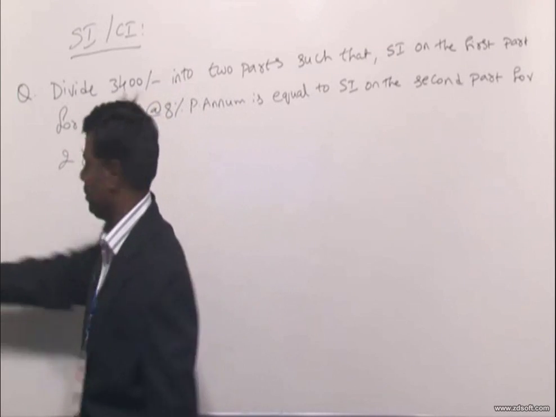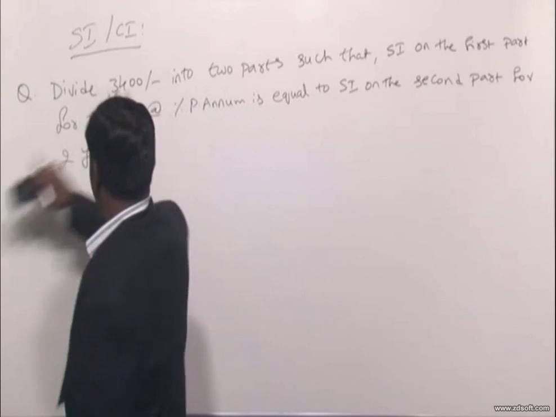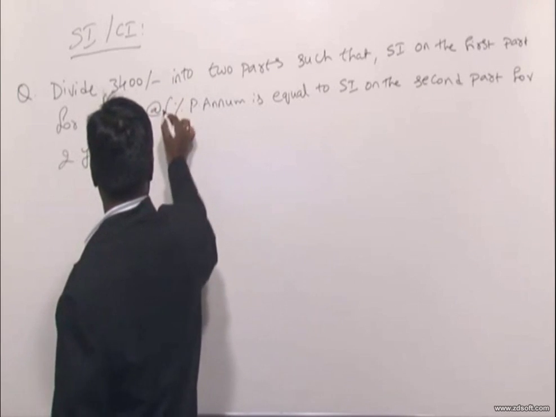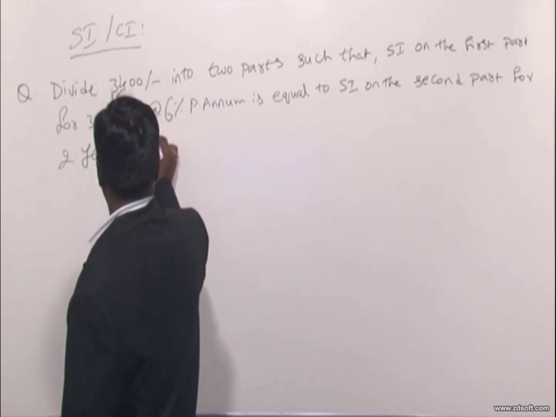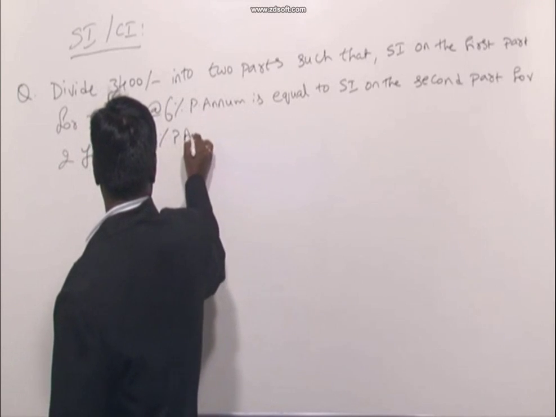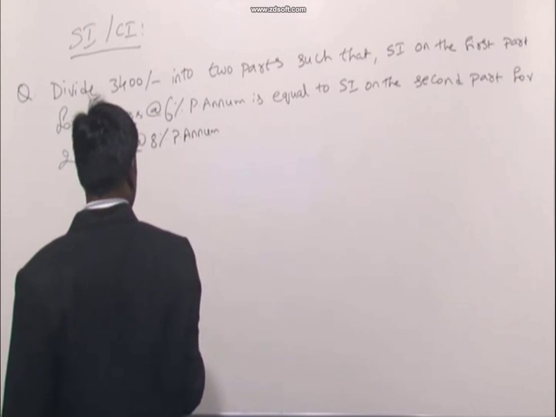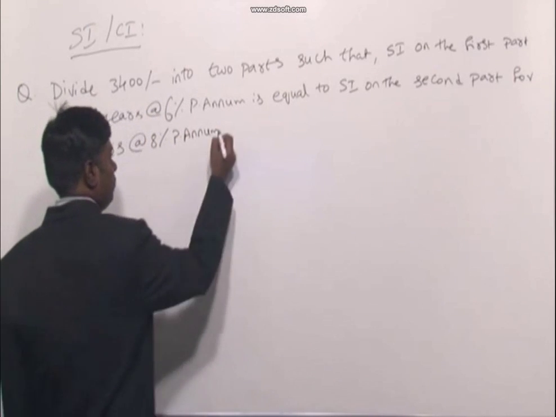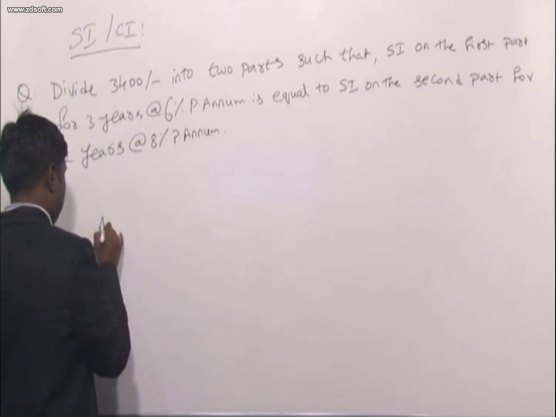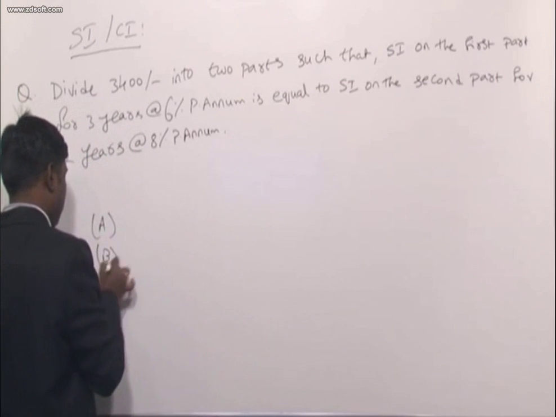Let us make a small correction. Here we'll take it as 6%. Here we'll take it as at the rate of 8% per annum. Try this problem.